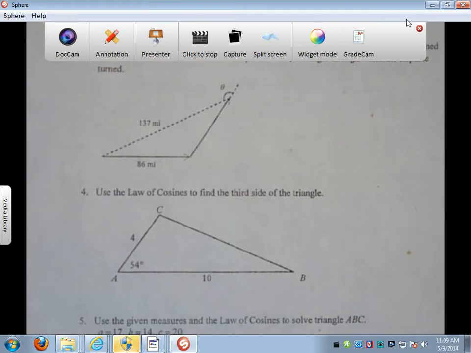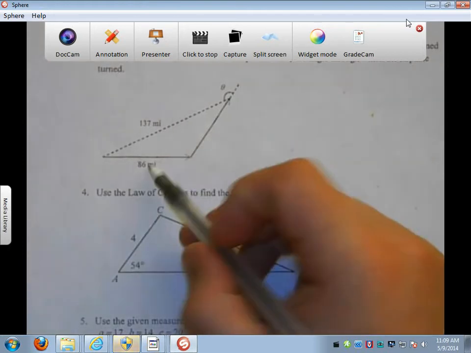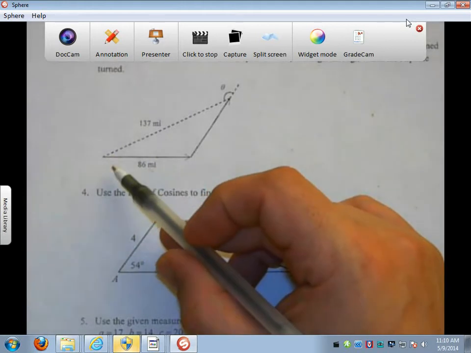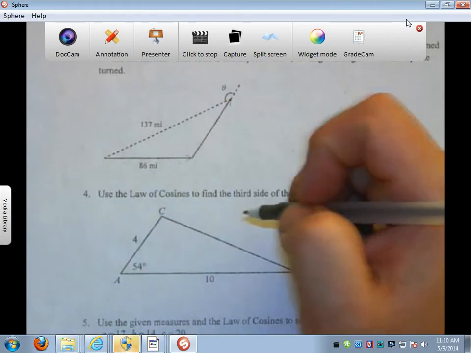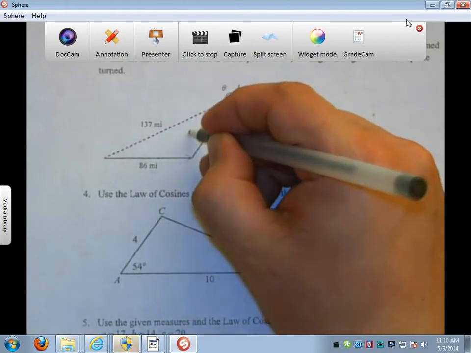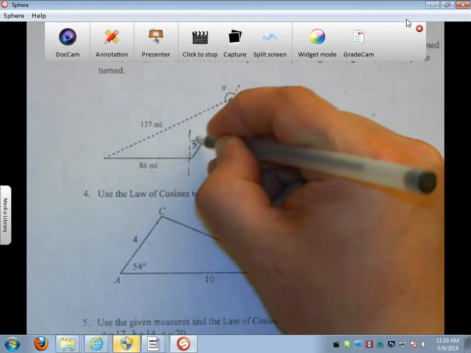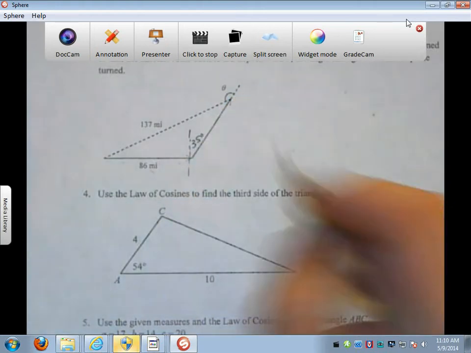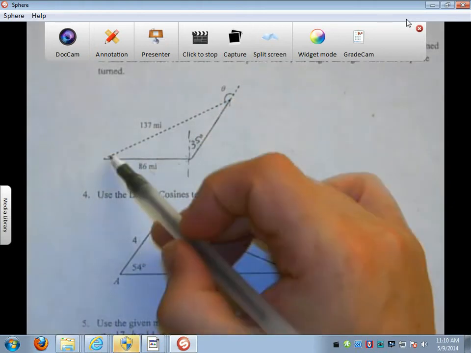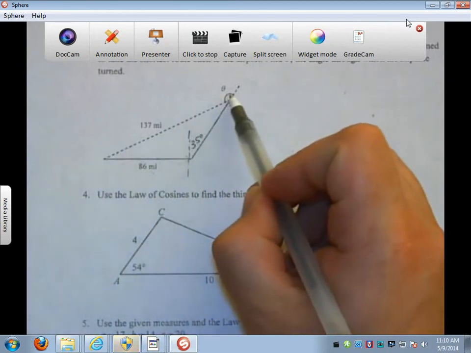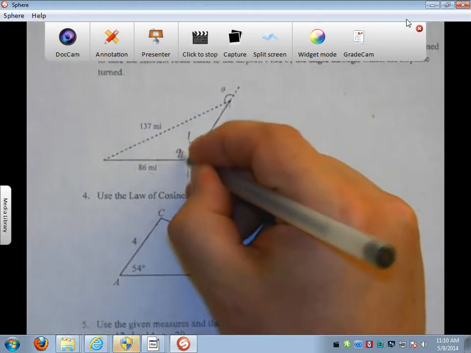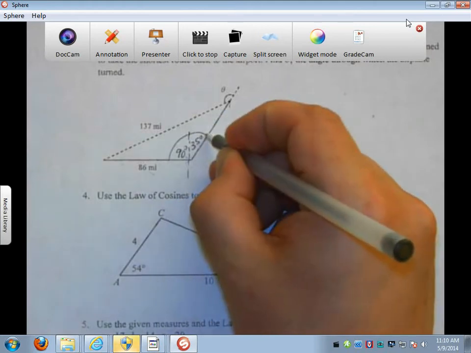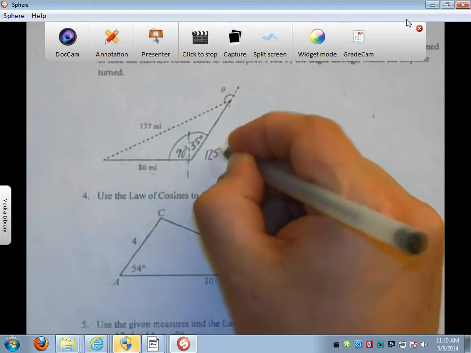Okay, number 3. So here's our picture. Basically the airplane went 86 miles east. It turned northward at north 35 degrees east, so that little angle is 35 degrees. Then when it was 137 miles from the airport, it realized that there was a problem and it turned around. So we're looking for this angle right here. Well, I know this part of the angle is 90, so this whole angle here is 125 degrees.